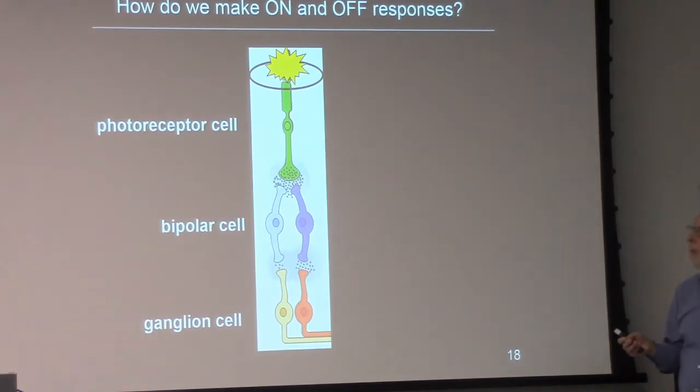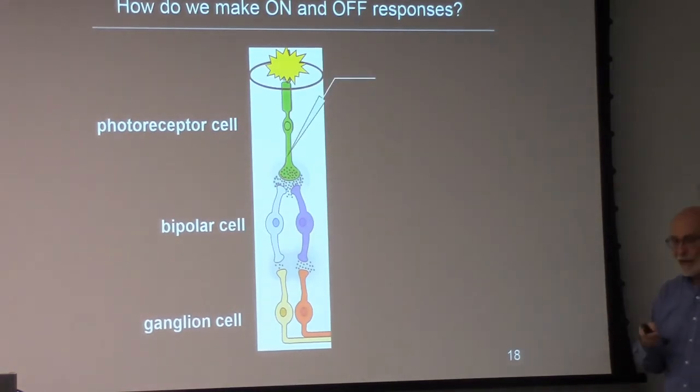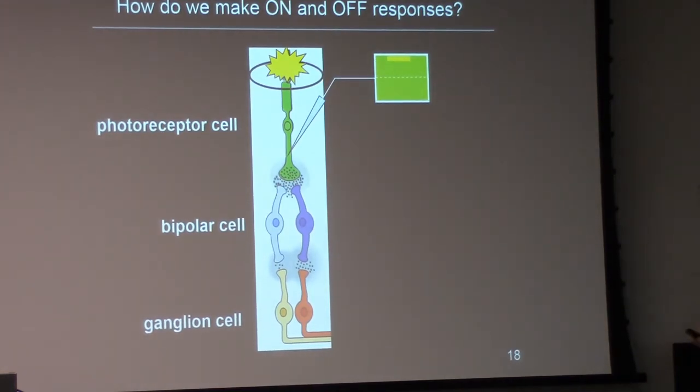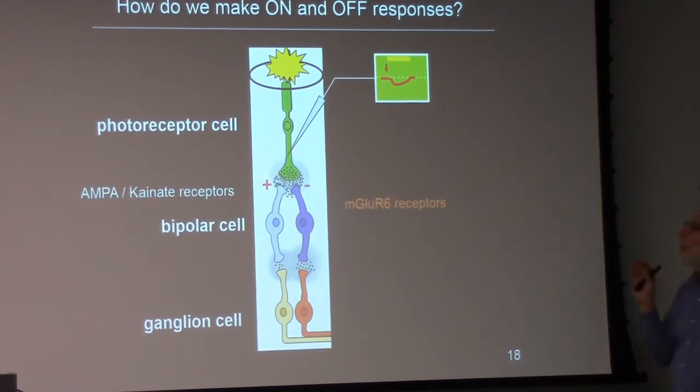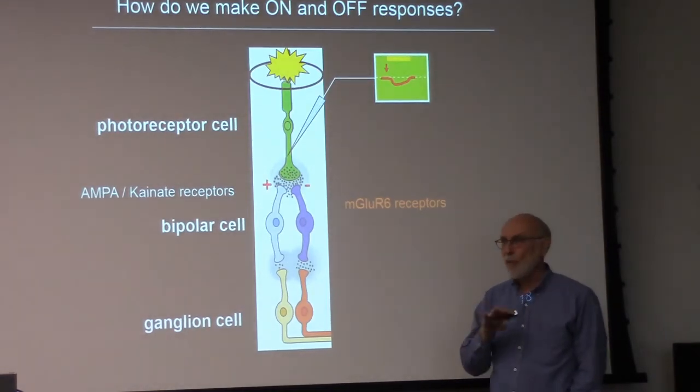Light hits the photoreceptor cell. We put an electrode in this photoreceptor cell so that we can measure its response. Light, that's the yellow bar, causes a hyperpolarization, just by the mechanisms that we had up on the slide a few minutes ago. Light causes a hyperpolarization. Now it gets complicated. So now you have to wake up.